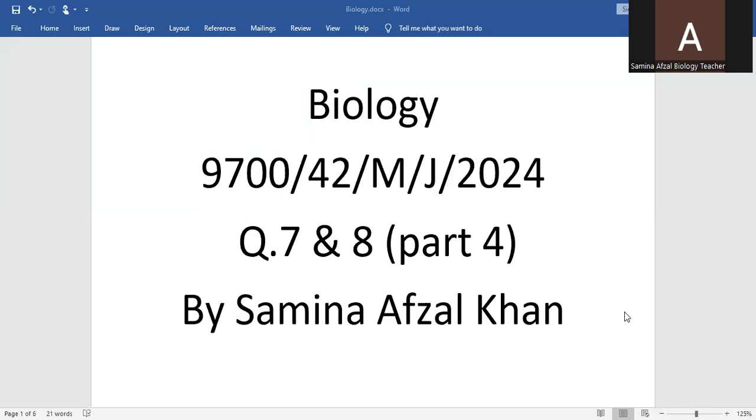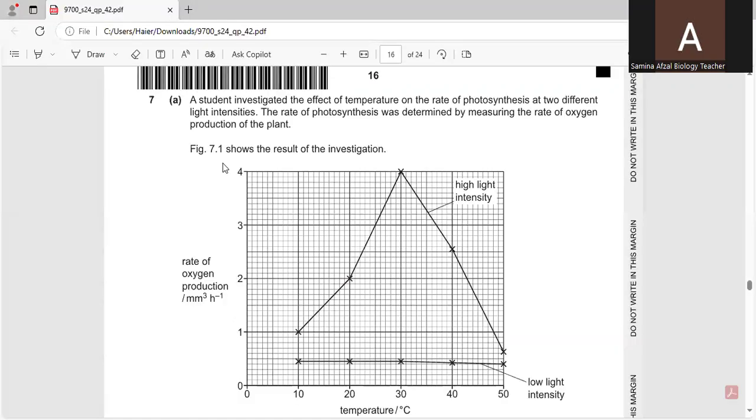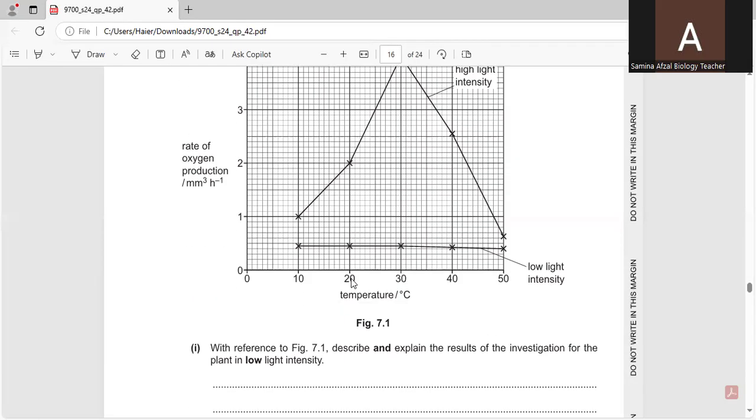A-Level Biology 9700 Paper 4 Variant 2 May June 2024, question number 7. A student investigated the effect of temperature on the rate of photosynthesis at two different light intensities. The rate of photosynthesis was determined by measuring the rate of oxygen production of the plant. Here you can see a graph in which the rate of oxygen production is shown on the y-axis, whereas the temperature is on the x-axis. Two curves have been shown. One is at low light intensity, the other is at high light intensity.